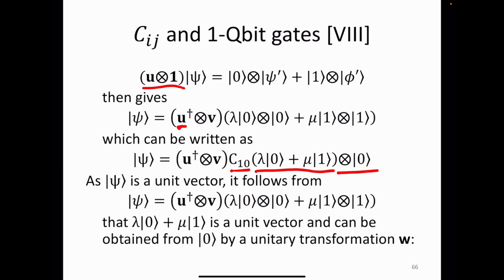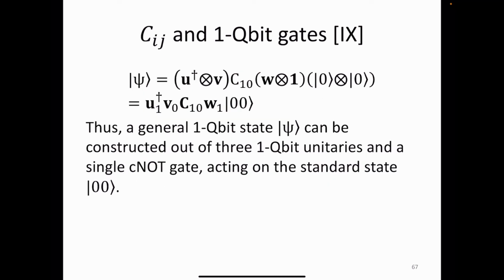Which is a unit vector, as follows from the fact that psi and lambda and mu are unit vectors, so the state is a unit vector and can be obtained from zero by a unitary transformation W, summarizing everything that we just applied before. Okay, so a general 1-qubit state psi can be constructed out of 3 1-qubit unitaries and a single controlled NOT gate acting on the standard state 0, 0.